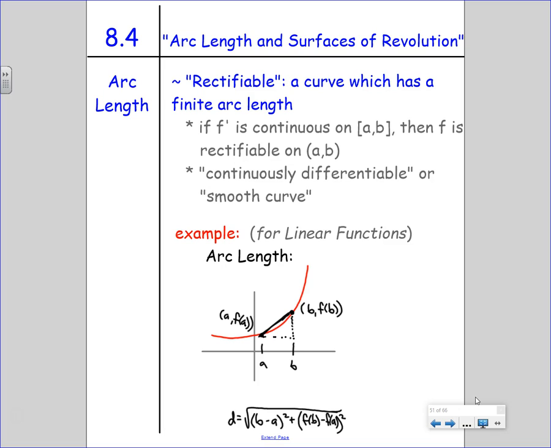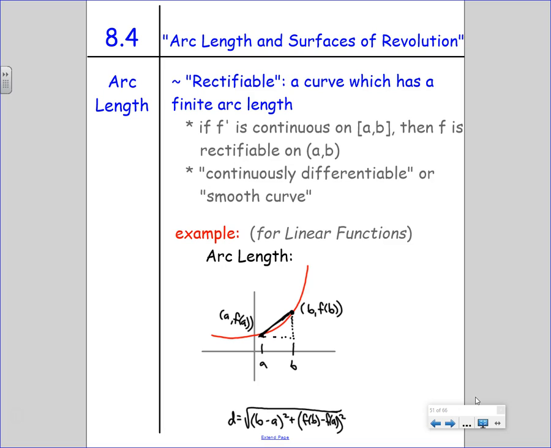But in order to be rectifiable, there are a couple of conditions. The nice thing is it's not a forever card. I'm just letting you know that not everything has a finite arc length. If f prime is continuous on [a, b], aka if f is differentiable, then f is rectifiable. Or you can also say continuously differentiable or a smooth curve. So no sharp points or vertical tangent lines.